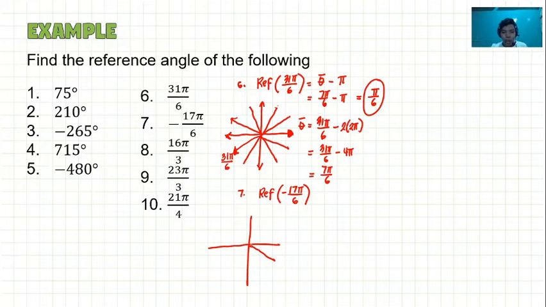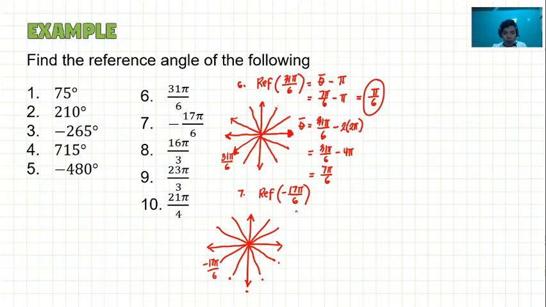So this is 1 pi over 6, 2 pi over 6, then 3 pi over 6, 4 pi over 6, 5 pi over 6, 6 pi over 6, 7 pi over 6, 8 pi over 6, 9 pi over 6, 10 pi over 6, 11 pi over 6, 12 pi over 6, 13 pi over 6, 14 pi over 6, 15 pi over 6, 16 pi over 6, and this is negative 17 pi over 6.